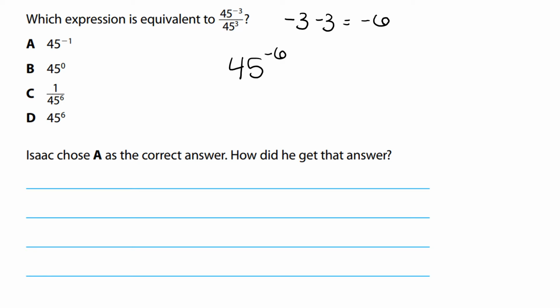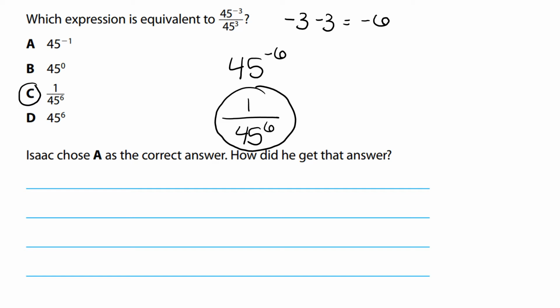However, all negative exponents must be written as fractions, meaning the 45 base number goes in the denominator on the bottom, and the negative 6 changes to a positive 6 with a 1 left in the numerator. Our correct answer is letter C, 1 over 45 to the 6th power.